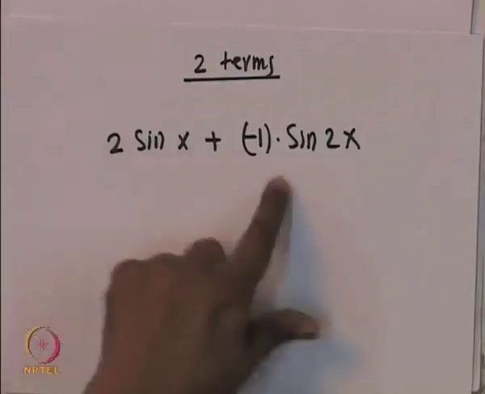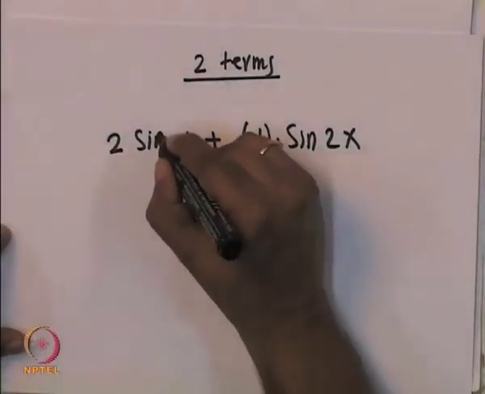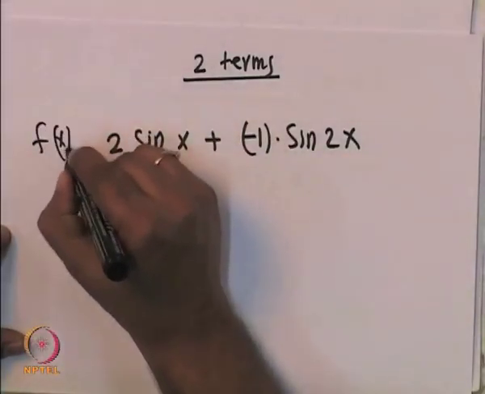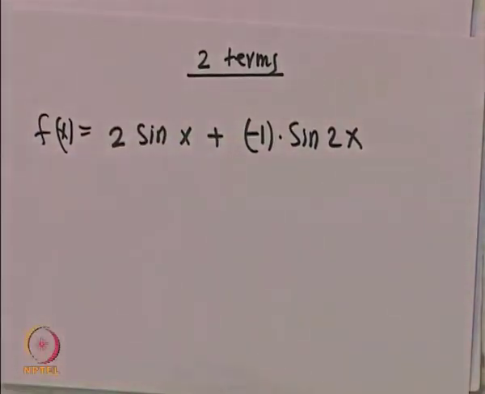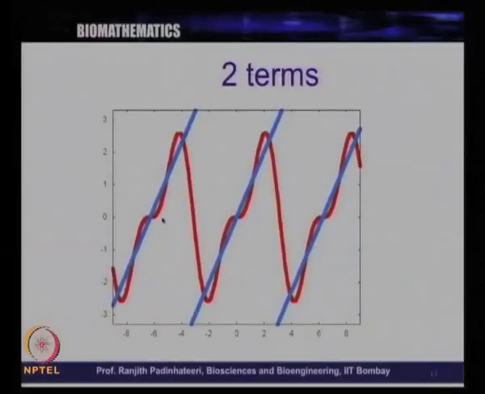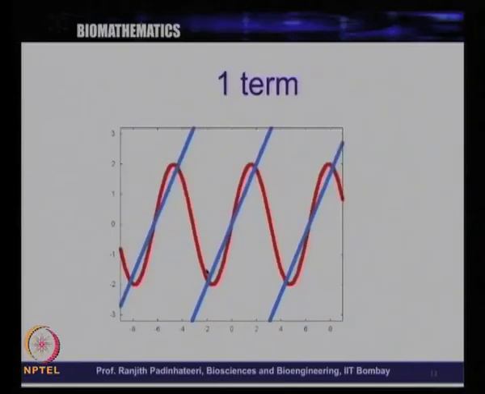If you take this as your f of x, there are only two terms in the sum of the series. What do we get? Let us plot this and see. We get this. It is slightly becoming better. This is better than the previous one. Two terms is becoming better than one term.